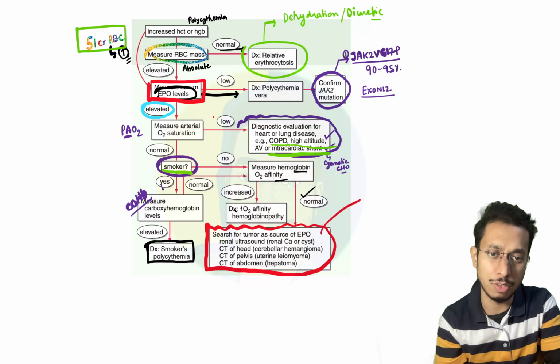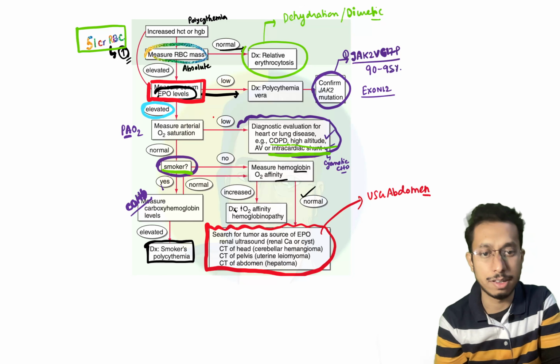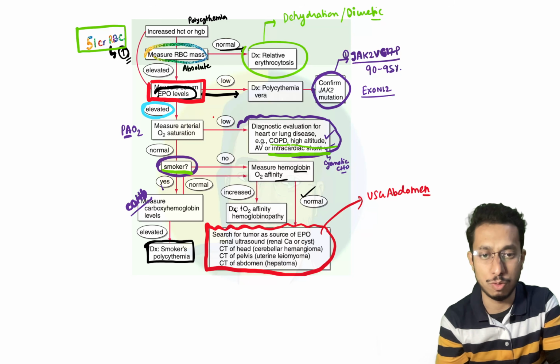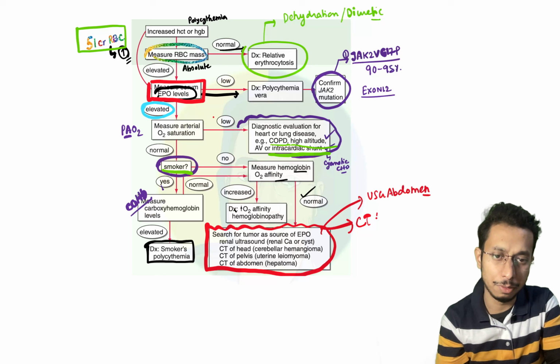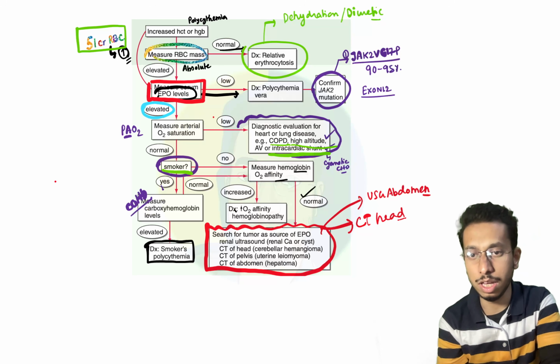What do you need to do to search for malignancy? USG abdomen to look for renal cell carcinoma as well as renal cyst. Leiomyoma can also be detected with USG abdomen, and hepatoblastoma, and CT head to check for cerebellar hemangioma.